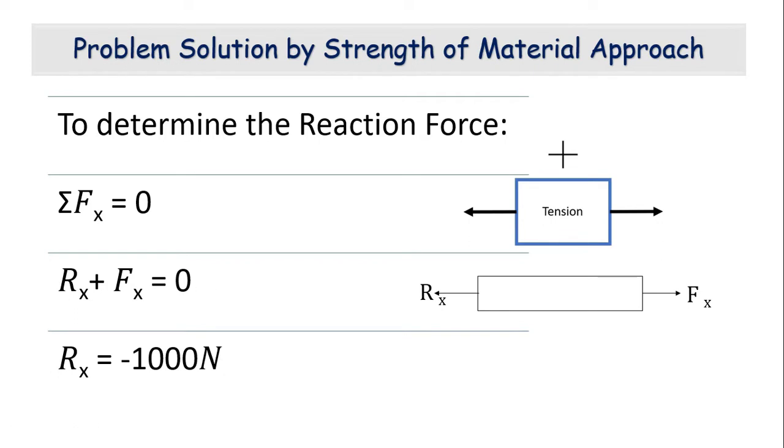Considering both the forces to be positive because both are tensile in nature, Rx plus Fx is equal to 0. And we already know the magnitude of Fx from the problem statement, it is 1000 newtons. On substitution, we get the reaction force is of magnitude minus 1000 newtons. So with this, we can understand that this reaction force Rx at the support as shown in the problem statement will balance this bar which is subjected to a tensile load of 1000 newtons.